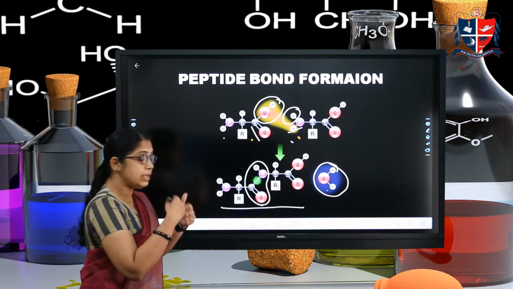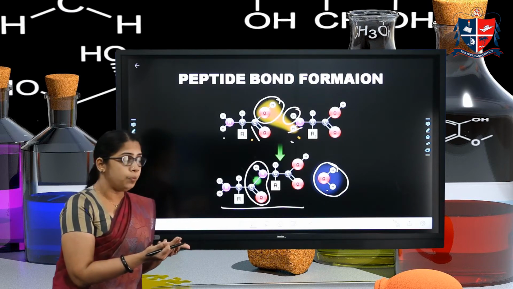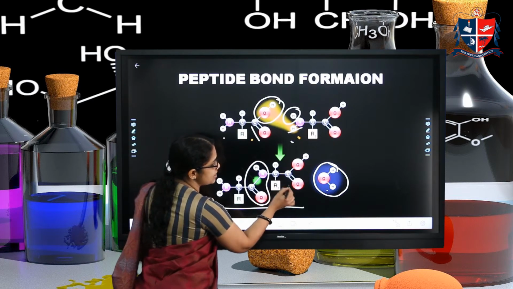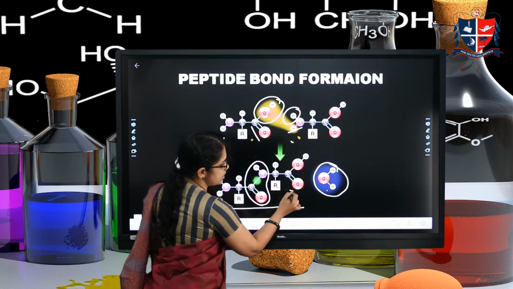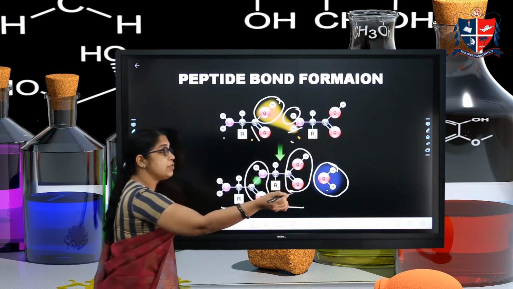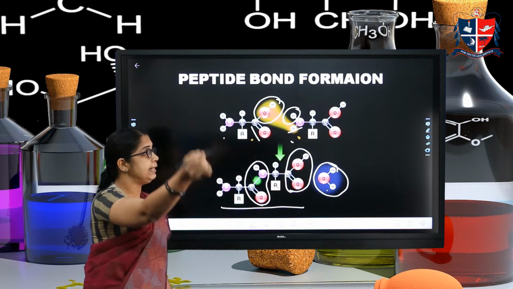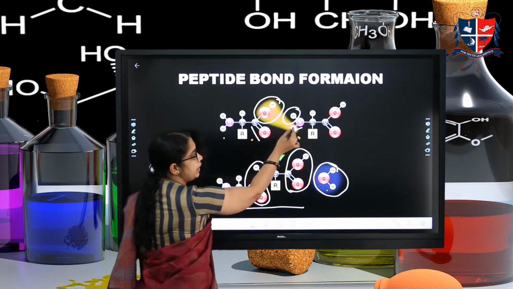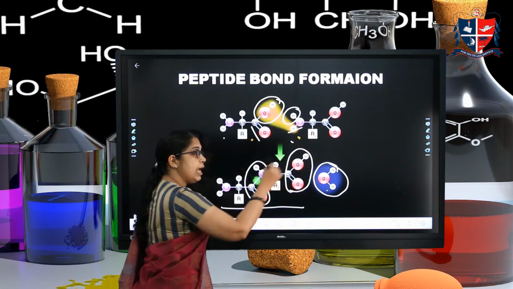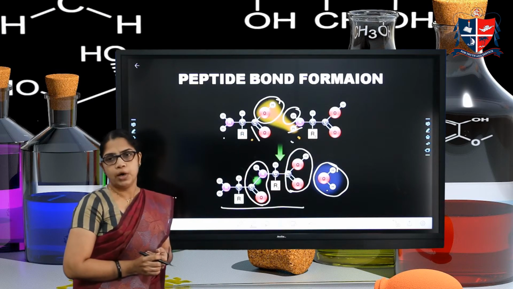How will this tripeptide form? In the case of this dipeptide, the C-terminus is free. This OH again reacts with the hydrogen of the NH2, the N-terminus of the other amino acid, and it again leaves a molecule of water.